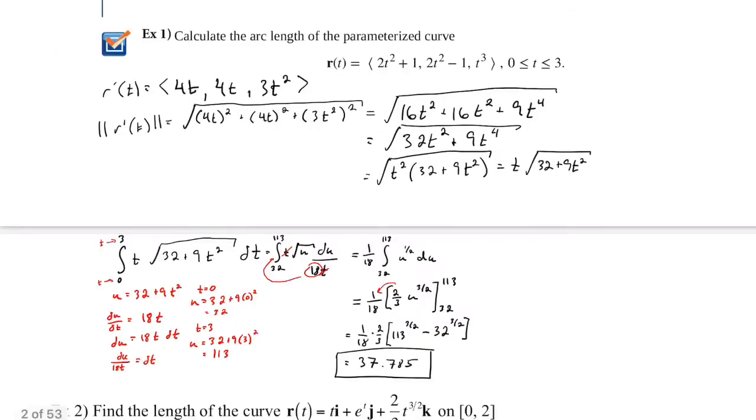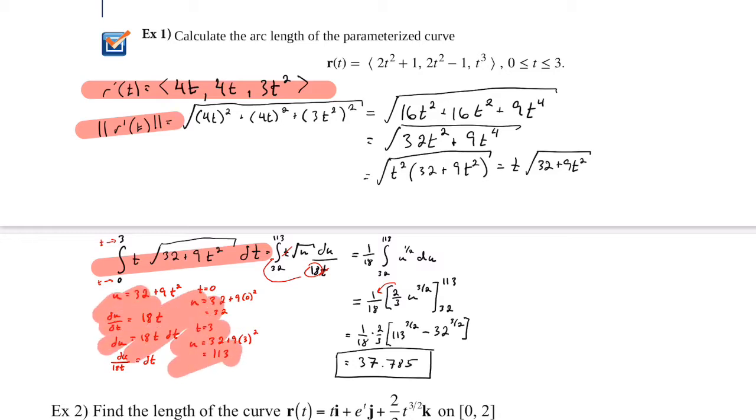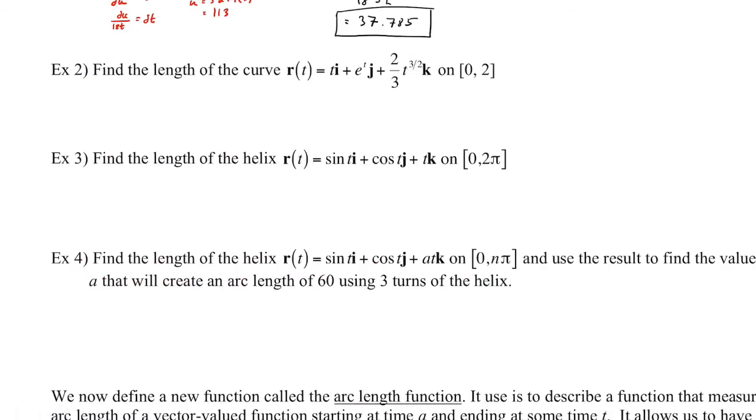So to calculate the arc length of a vector-valued function, we first found the derivative of the vector-valued function, then found the magnitude of the derivative, and then we did our integral. From here, in order to evaluate this integral, we had to use u substitution. Once we had our antiderivative and our boundaries set up, we just threw all that in the calculator, and that gave us our final answer of 37.785. Try example 2 on your own. I'll show you my solution in the next video.